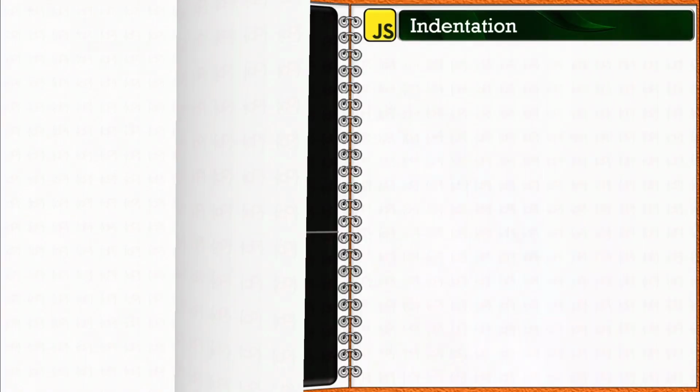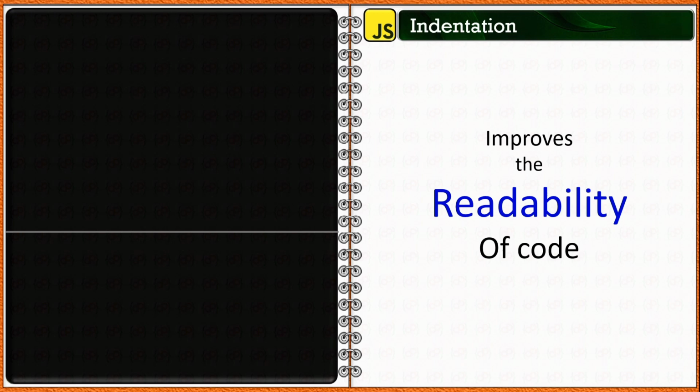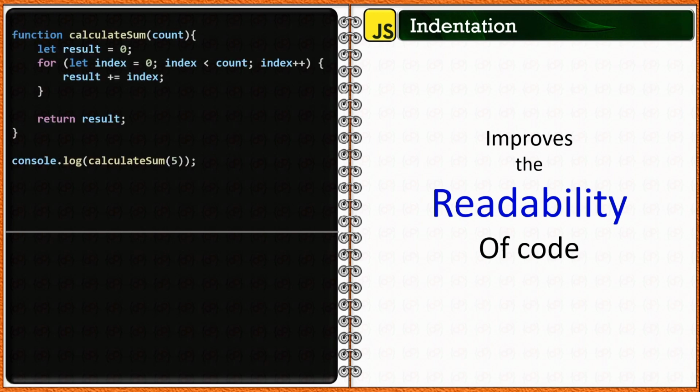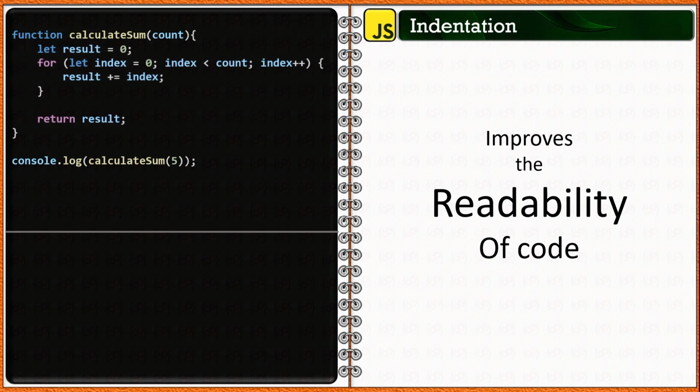Indentation. One more thing which improves the readability of the code is to add proper code indentation. Without proper indentation, the program will look like this and it is very difficult to find where the for loop ends and where the function ends. By giving proper code indentation, the program looks much clearer and it is very easy to read the program.